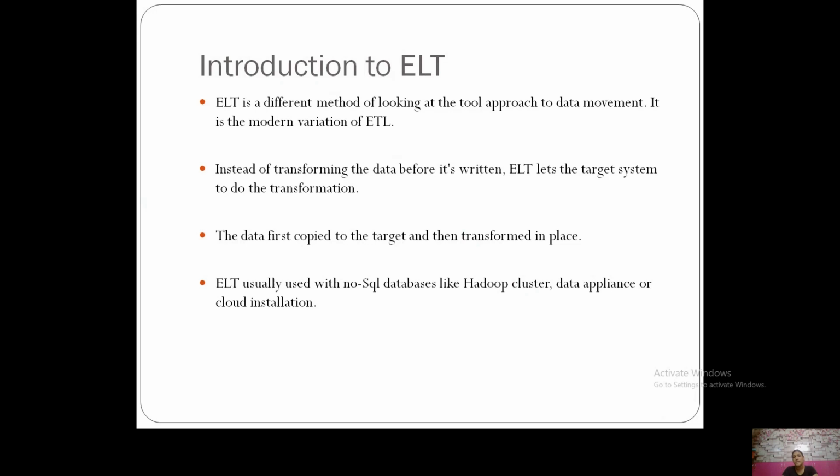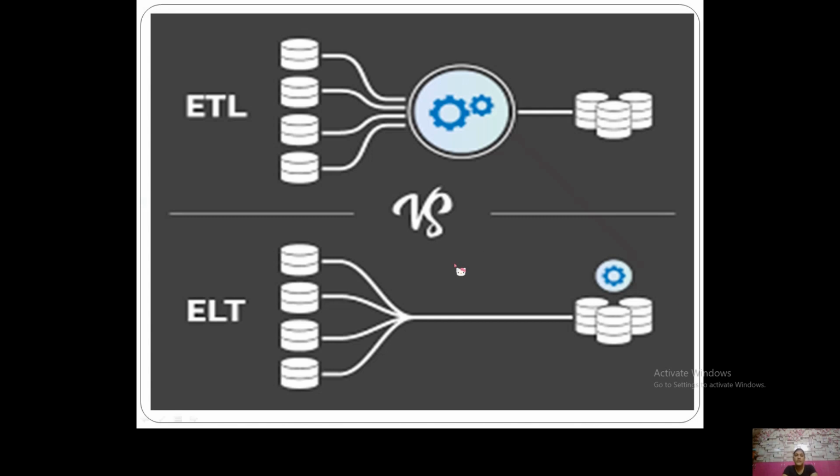First, introduction to ELT. The full form of ELT is extraction, load and transformation. ELT is a modern variation of ETL. ELT is usually used with NoSQL databases like Hadoop and some cloud-native data warehouses. Here, in ETL, the data from different data sources is first transformed and then loaded into the data warehouse, whereas in ELT, the data from different data sources is copied into the data warehouse and then transformed.